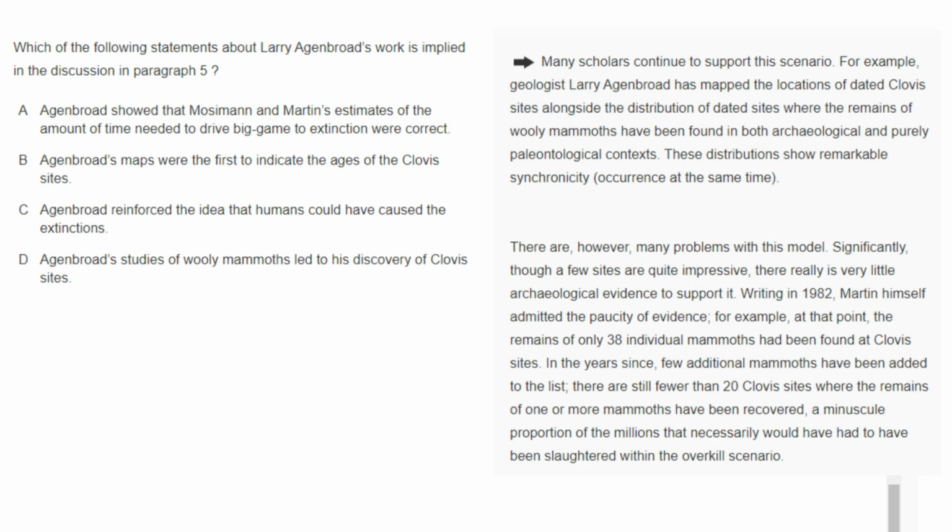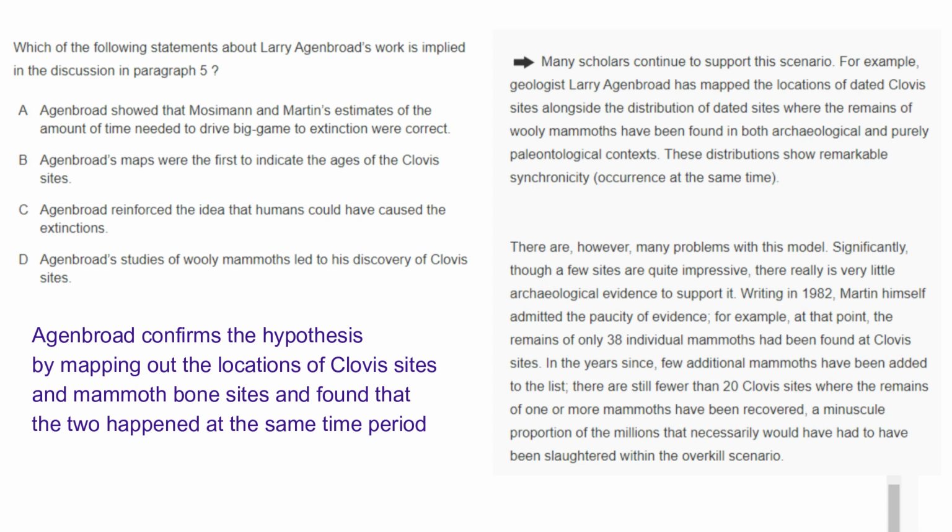From examining the passage, we already know that Agenbrode supports the Pleistocene overkill hypothesis, and what he did to support the hypothesis is map out the locations of Clovis sites and mammoth bone sites to show that the two happened at the same time period. Let's consider the options. A. Agenbrode showed that Mosiman and Martin's estimates of the amount of time needed to drive big game to extinction were correct. No. Agenbrode's evidence for the hypothesis is mapping out the Clovis sites and mammoth sites and showing that the two happened at the same time.